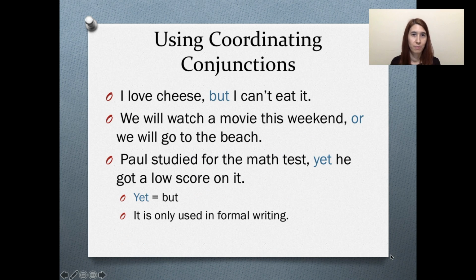Next conjunction, but. I love cheese, but I can't eat it. But is used to show opposites. We will watch a movie this weekend, or we will go to the beach. This is showing between this or that for preference or two options. Paul studied for the math test, yet he got a low score on it. Yet here means but. This is another one that's only used in formal writing. If we want to use but, we will just use but, instead of yet. So for your coordinating conjunctions, we don't use yet or for unless you're using them for formal writing. So keep that in mind.